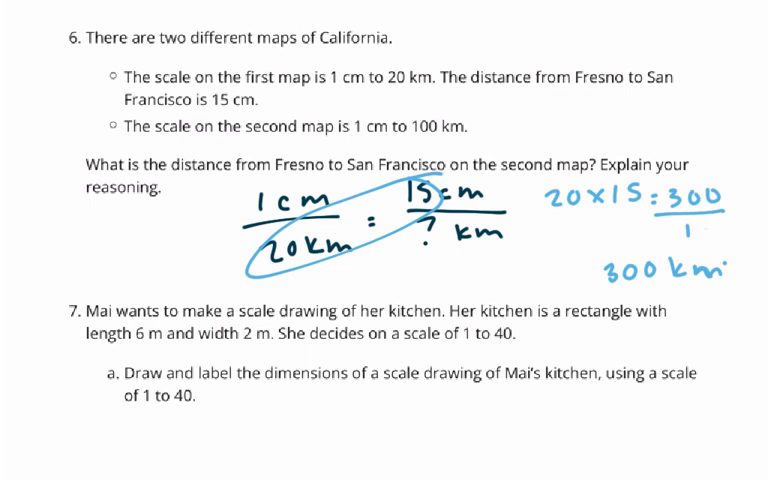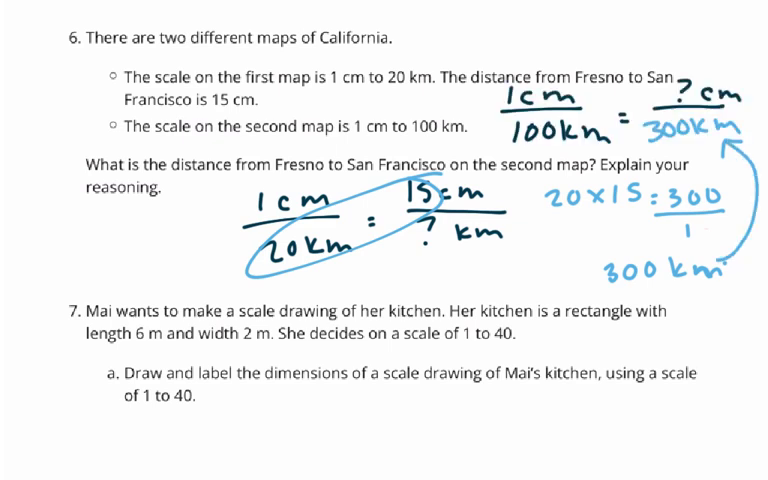So I'm going to use that information of 300 kilometers and the scale that they give me in the second map. So I started this by setting up using my scale in the second map, 1 centimeter over 100 kilometers. That first fraction is always your scale. And then we just solved that in real life. The distance is 300 kilometers, so I matched that with kilometers. Now we can solve this by cross multiplying. 1 times 300. Always divide by the number that's left, so 300 divided by 100 gives me 3 centimeters.